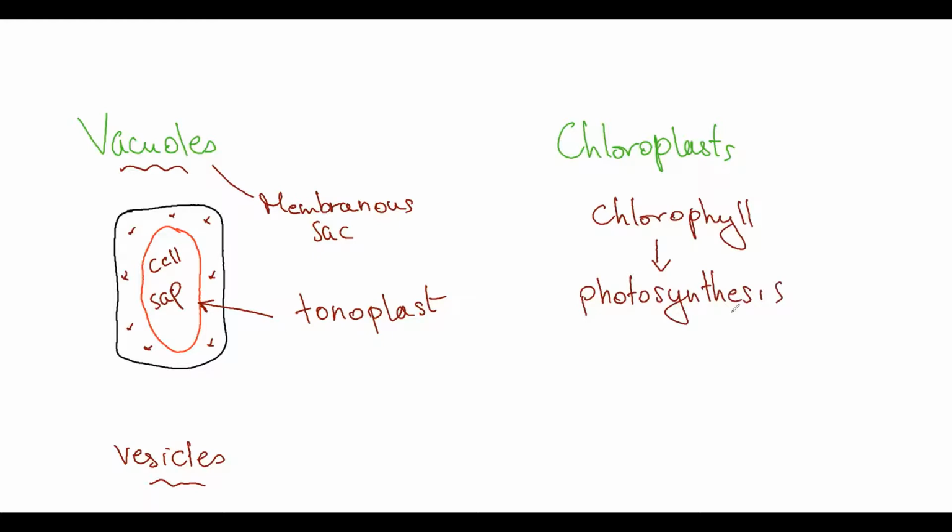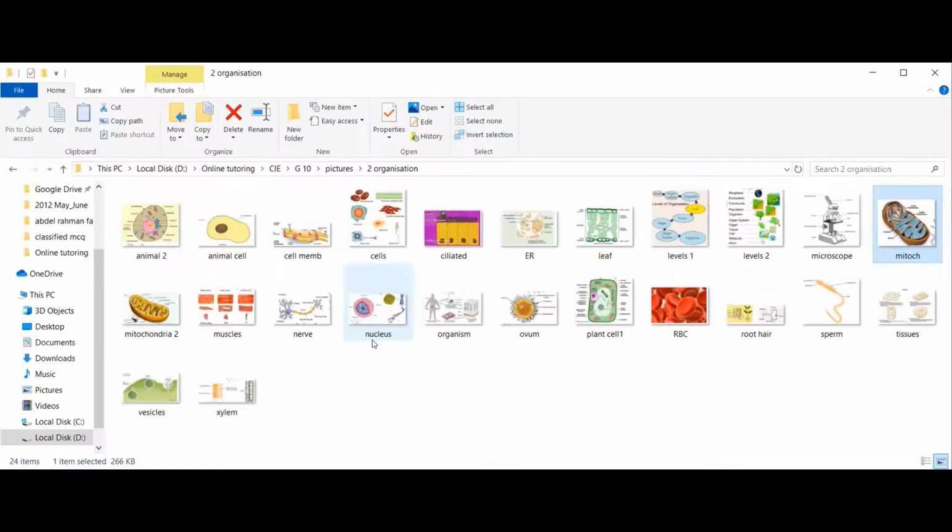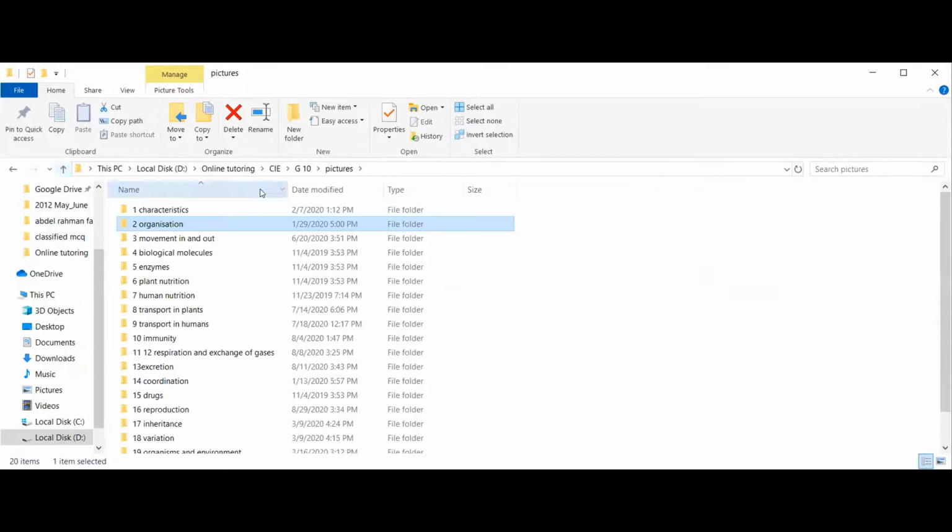Inside the chloroplasts, just a second, I'm going to search here for a chloroplast. Where did all these organelles go? Because I updated the pictures, I removed some of them, but they are found on PowerPoint. Here, just let me return back to the chloroplast.